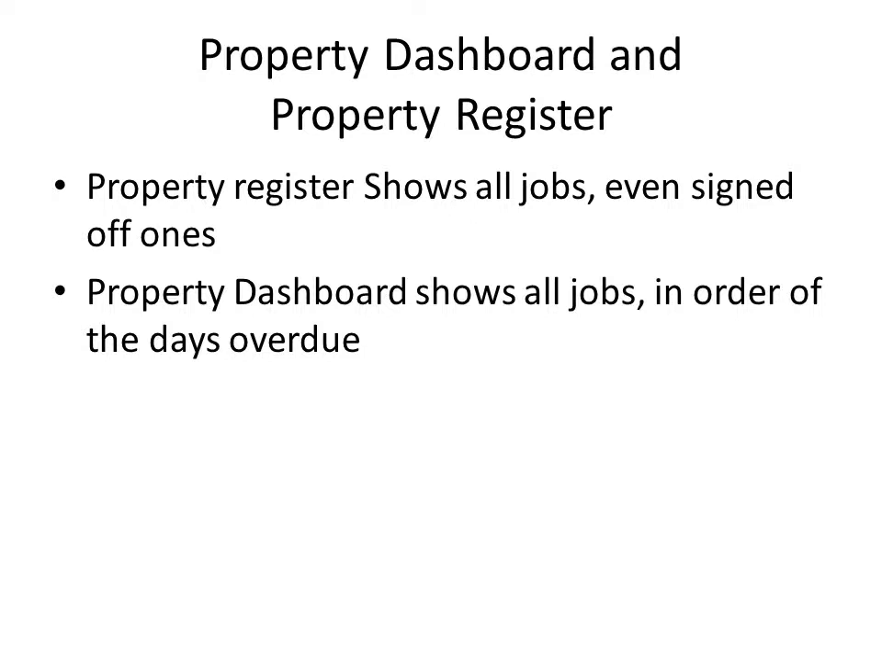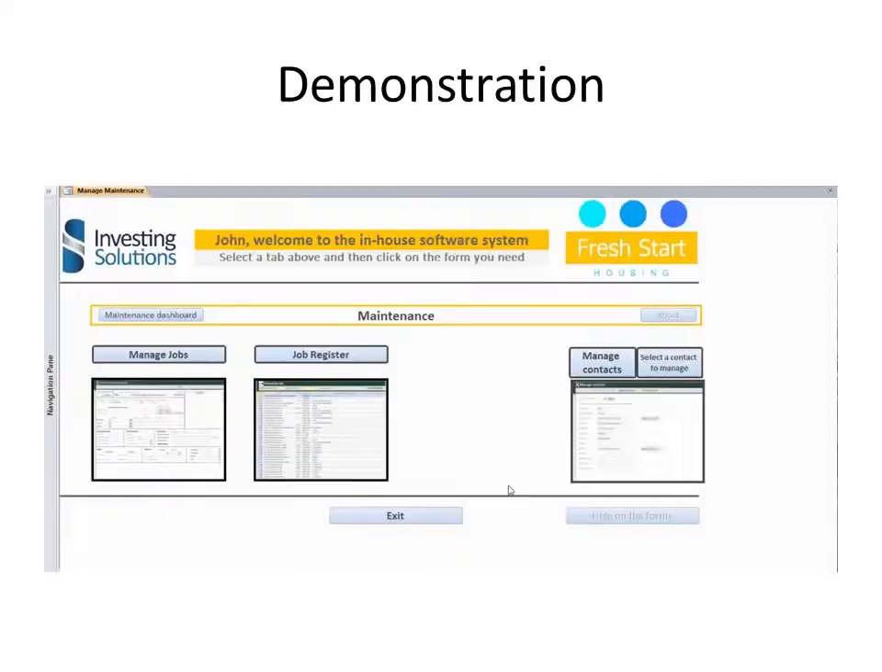The Property Maintenance Systems menu shows two general purpose forms, a standard dashboard and property register. The difference between them is that the register shows all the jobs, even the ones that have been signed off, so it's a view into history, if you like, and the property dashboard just shows all the jobs, and they're rated in order of the number of days they're overdue, so the most overdue one is at the top.